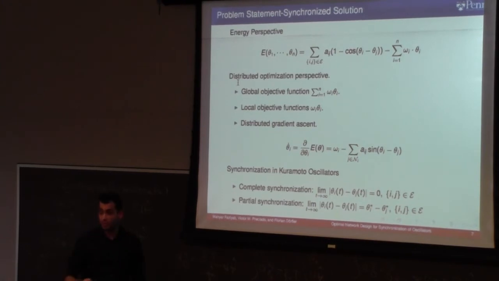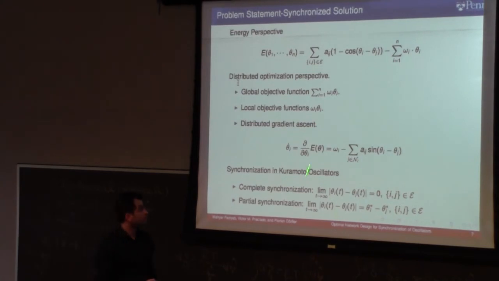So if I want to view this problem from a distributed optimization perspective, actually I have a global objective function, which is an affine function, a hyperplane. The local objective functions are just some constant times the state of that local node, and this becomes my cost function to be maximized. So if we perform a distributed gradient descent on this objective function, it can be fully distributed. So theta i dot becomes omega i minus this summation, which is the Kuramoto oscillator model. So this is interesting for people who work on distributed optimization or optimization in general.